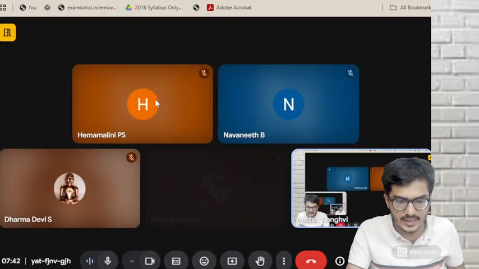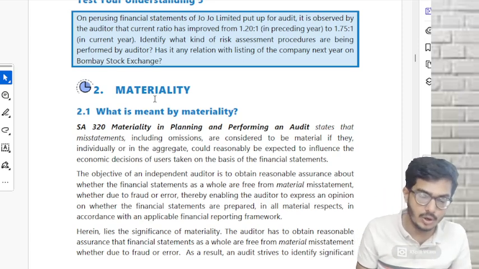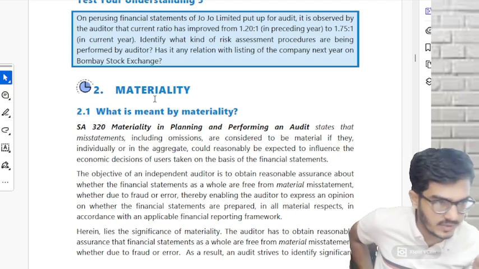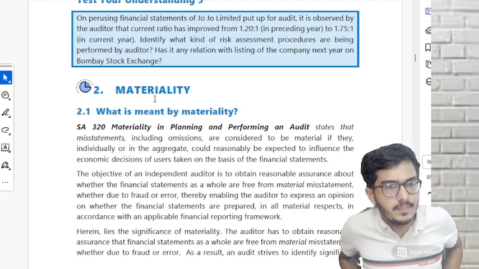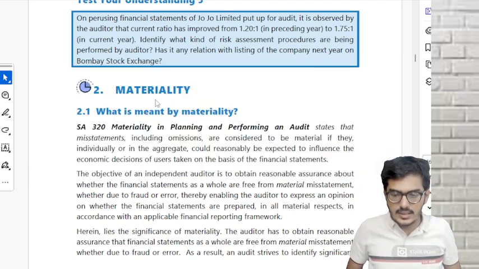Online, I hope you guys are there. Then comes materiality, which is a very important topic again. Auditors don't skip it from chapter 3. Always do audit risk from chapter 3. Then comes materiality. Again, a very simple 10-12 page topic. Easy and important also.